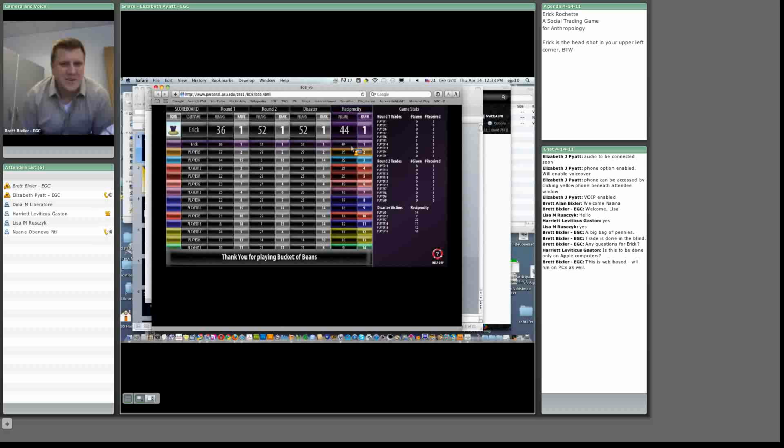Question on the foreign K through, is this only for Apple's computers? No, it's not. It's web-based. It's done in Flash. So as long as you have a browser and you can get to the web and you have Flash installed, which is just about everyone, you should be good to go.